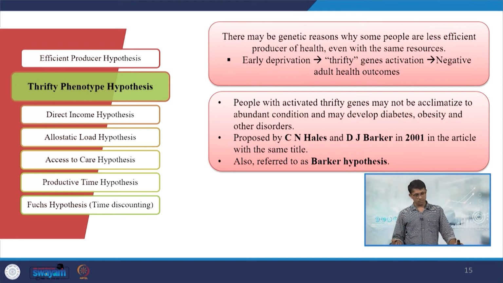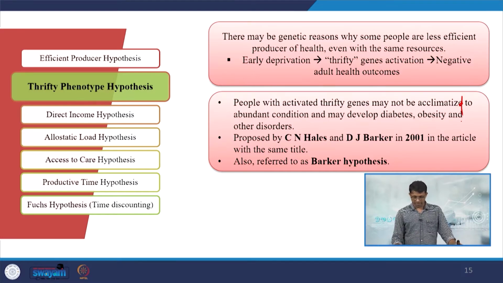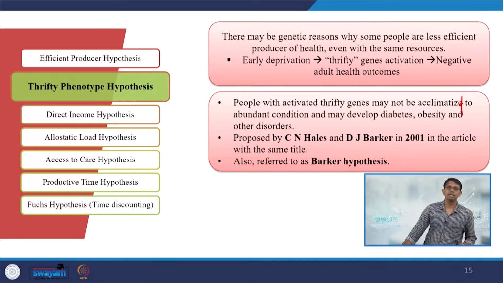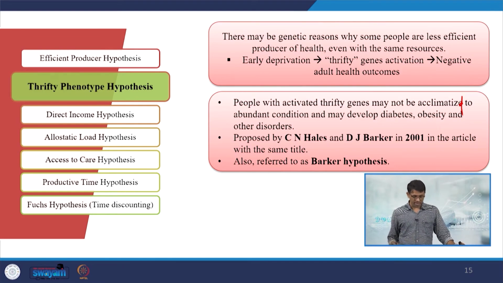But the emphasis here is through thriftiness, right. So, people with activated thrifty genes may not be acclimatized to abundant conditions, and may develop diabetes, obesity and other disorders. This was in fact proposed by Hales and Barker in 2001 in their article with the same title, that is, the thrifty phenotype hypothesis. And this is also largely referred to as the Barker hypothesis.